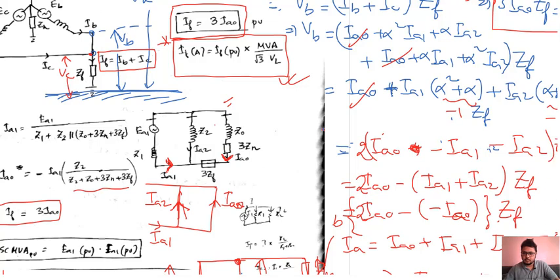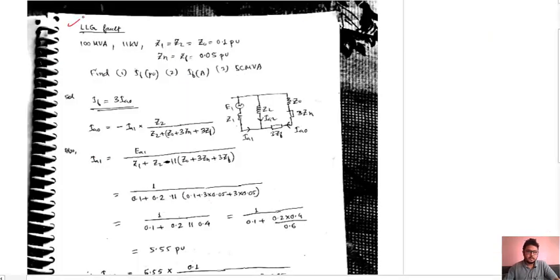Next, related to this, let me solve one problem, double LG fault. So a simple problem like the previous one only, 100 MVA power rating, 11 kV, and Z1, Z2, Z0 are given, and Zn, Zf are given. So IF per unit. You know, IF equals 3 times IA0. Now what is IA0? You don't know. So IA0 you have to simplify. IA0 equals minus IA1 into Z2 by Z2 plus Z0 plus 3Zn plus 3Zf. This formula we have already derived just now.